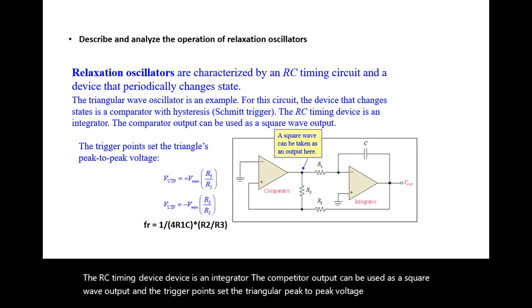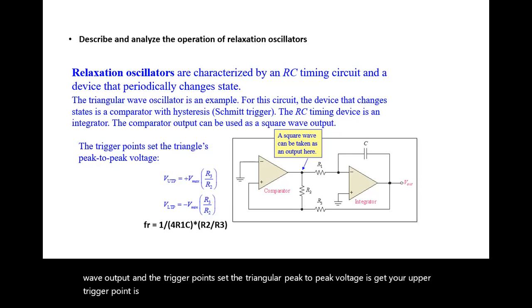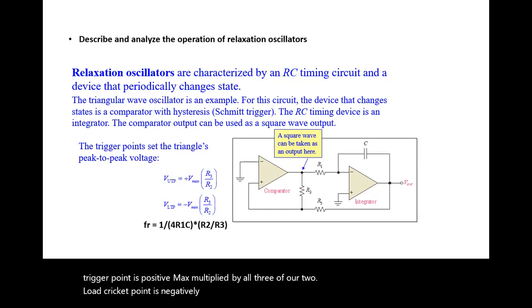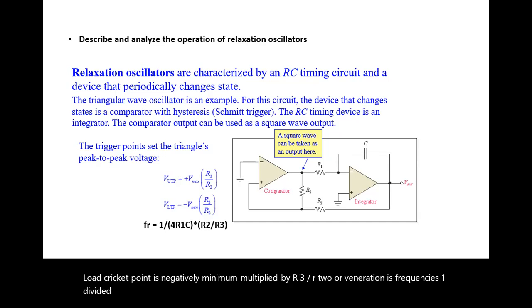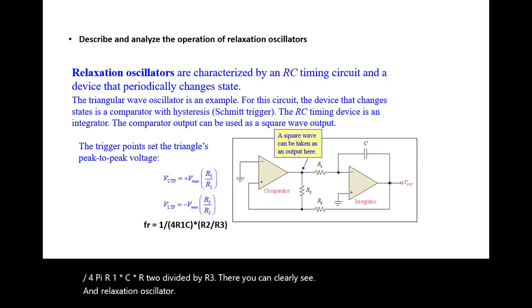The upper trigger point is positive V max multiplied by R3 over R2. The lower trigger point is negative V max multiplied by R3 divided by R2. The frequency is 1 divided by 4 R1 multiplied by C multiplied by R2 divided by R3. Here you can clearly see the relaxation oscillator consists of a comparator as well as an integrator, and the square wave can be taken as an output from just the output of the comparator.